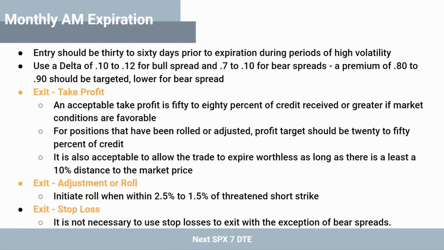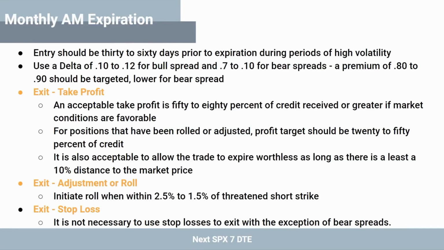So for entering a trade, I use 10 to 12 delta for bull spreads, 7 to 10 for bear spreads. For take profit, I try to get it for 10 cents, but my trade plan still uses 50% to 80% when I close out a trade. When these trades get threatened, I don't let them expire generally, unless it's like 10% away from the market, because futures continue to trade. I've been hit with that before.